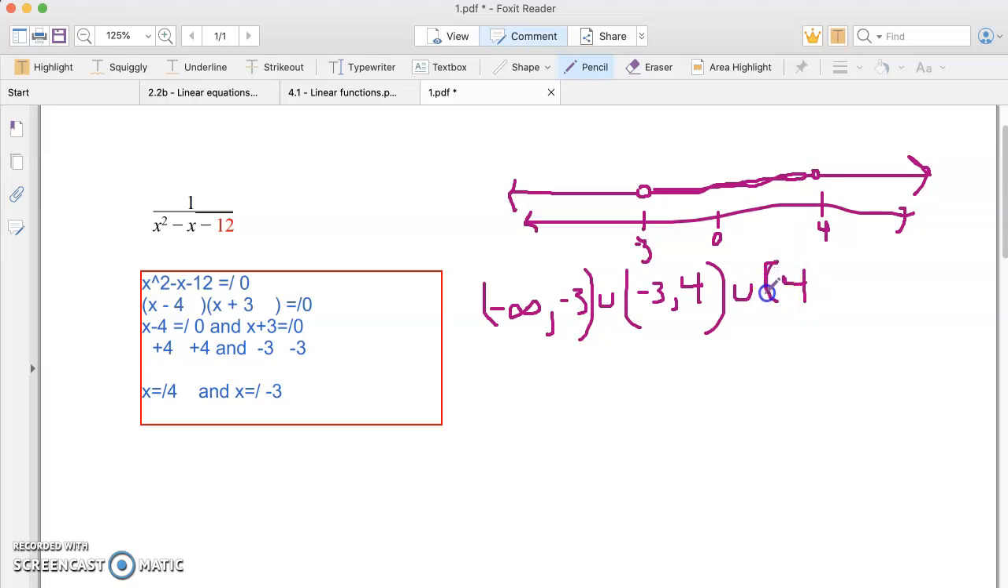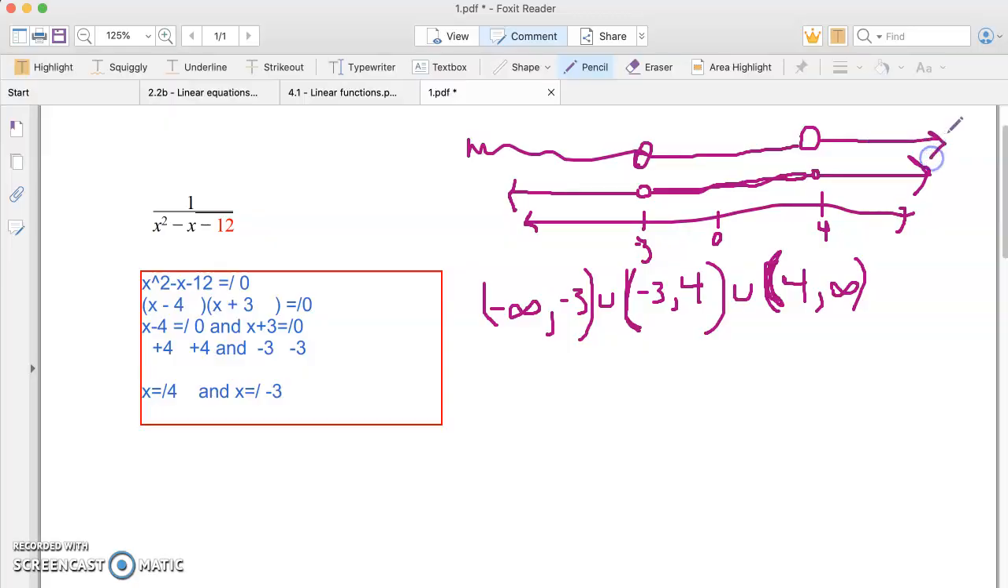It's not a bracket, that's a parenthesis. Everything's parentheses, 4 to infinity. Everything is, this was a parenthesis as well. Okay, so from way out here, which was negative infinity, up to but not including negative 3, and then everything between negative 3 and 4, that's why it's parentheses, and then everything bigger than 4 out to the right, which is positive infinity. So way out here is positive infinity, and way over here is negative infinity.